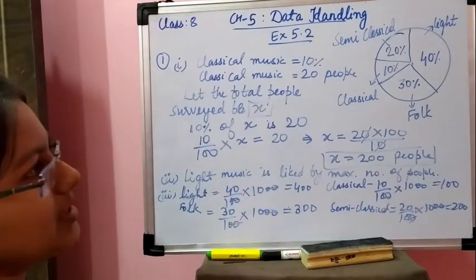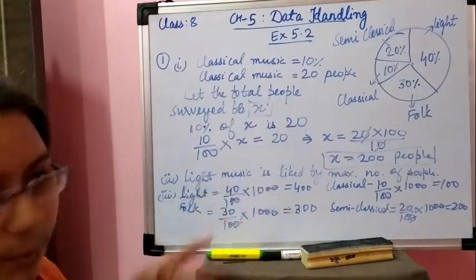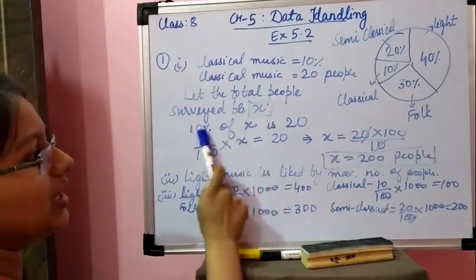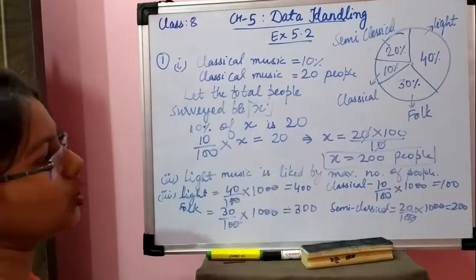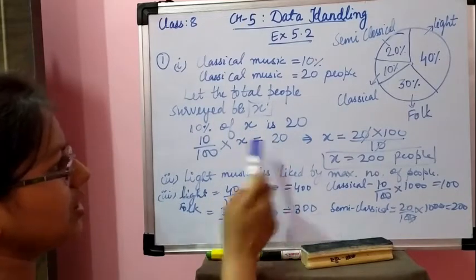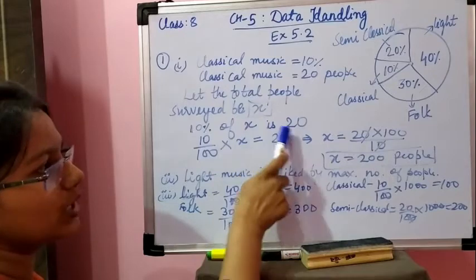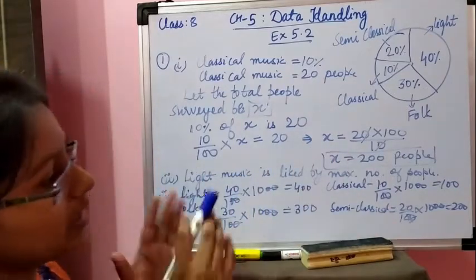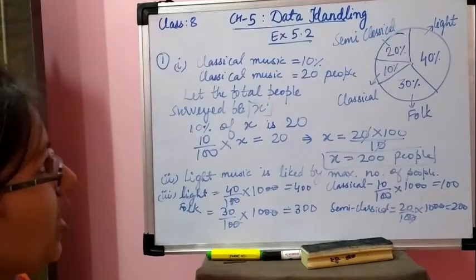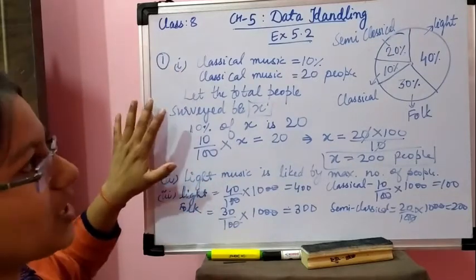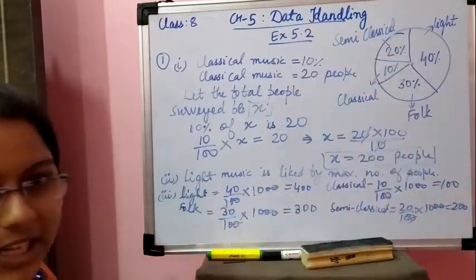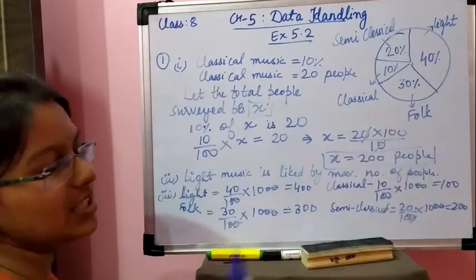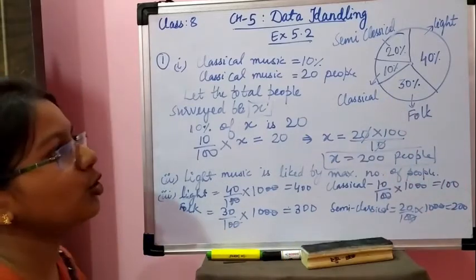So by using the percentage, you can find out the number of CDs also. And if the percentage and the value are given, then you can find the total number also in this way. Like 10% of the total is 20. So when we frame it in mathematical form, we find the total number of people surveyed. I hope you all have understood this first question. The pie chart was already given to you. We only have to answer the questions based on this pie chart. So let's move to question number 2.